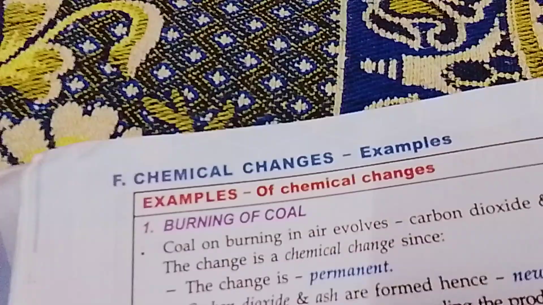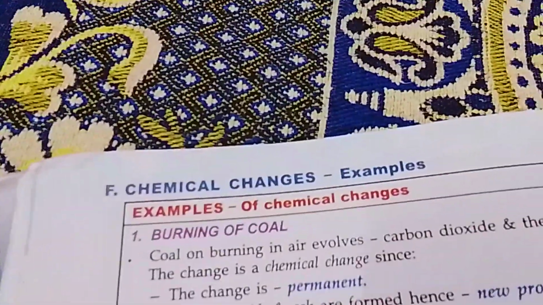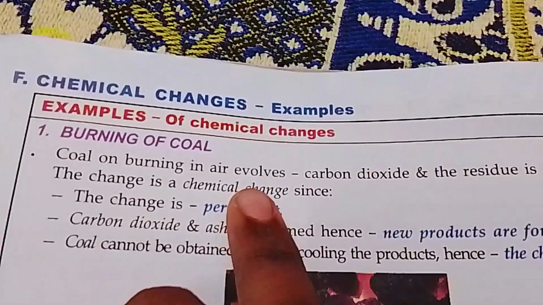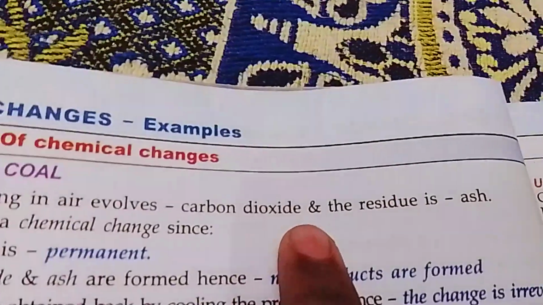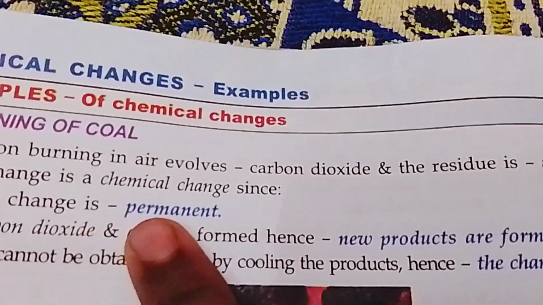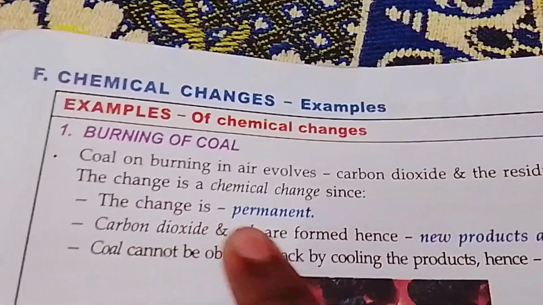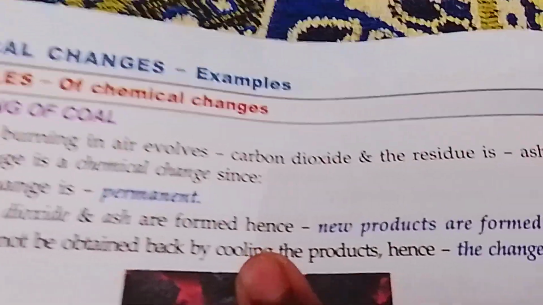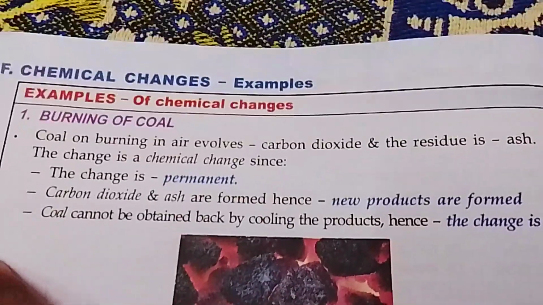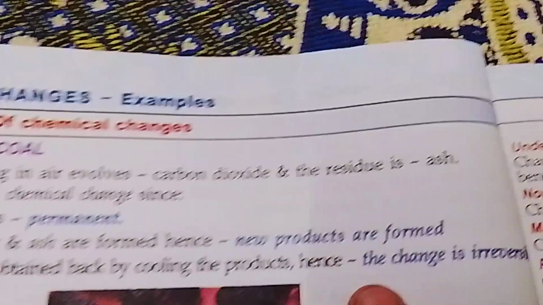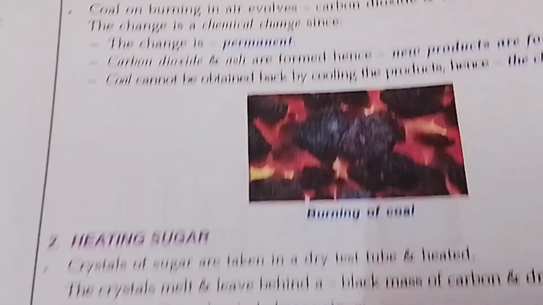Chemical changes. Examples of chemical changes. First, burning of coal. Coal on burning in air produces carbon dioxide, and the residue is ash. The change is a chemical change since the change is permanent, and carbon dioxide and ash are formed, hence new products are formed. Coal cannot be obtained back by cooling the products, hence the change is irreversible.